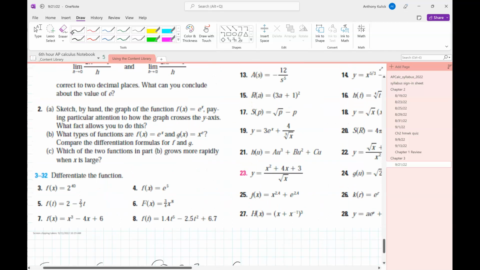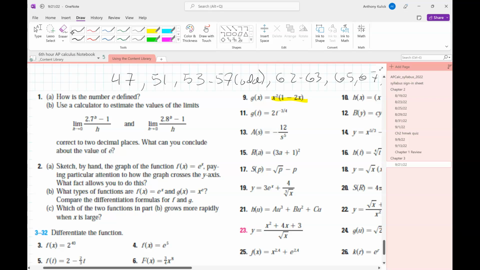This is like the fastest the homework's ever gone for me, Mr. Kulik. I know. Thank you for the derivative rules.